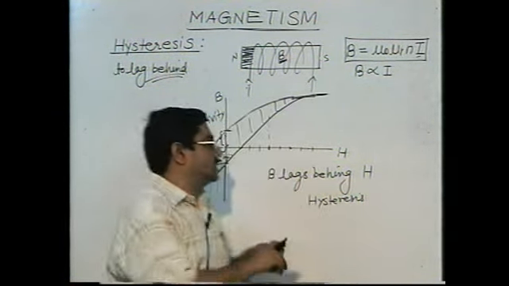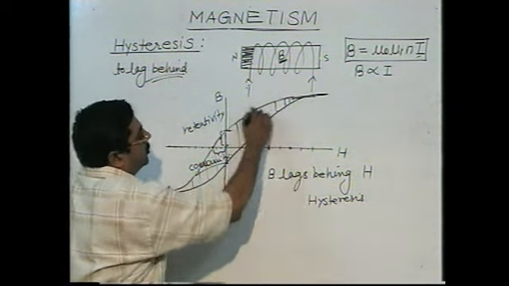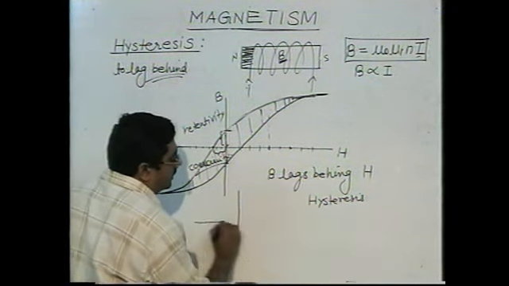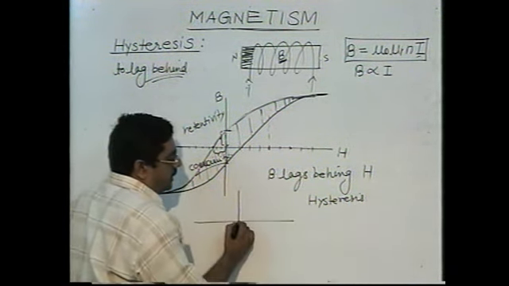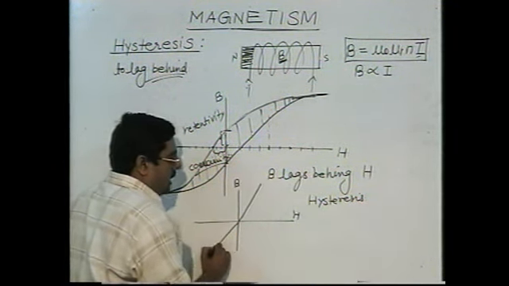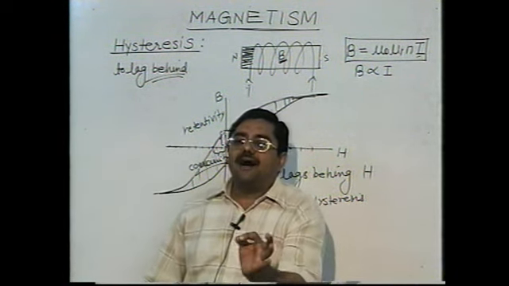This is called hysteresis loss here. So hysteresis loss per unit volume is represented by this. For ideal magnetic material, the curve, BH curve, should be a straight line. There is no saturation.